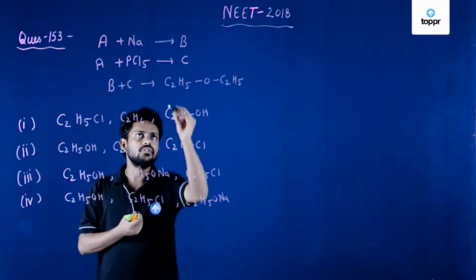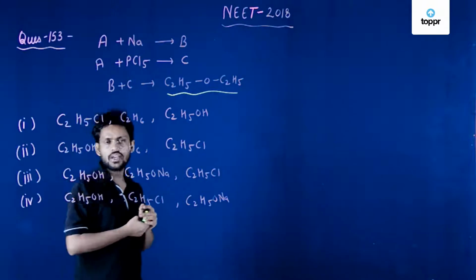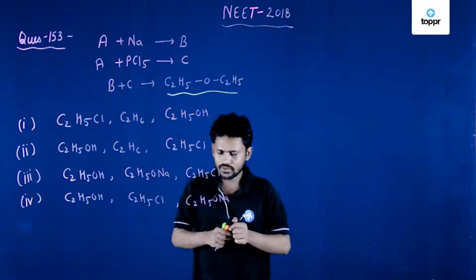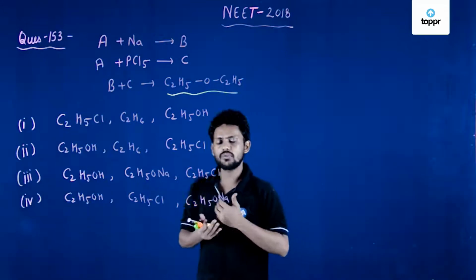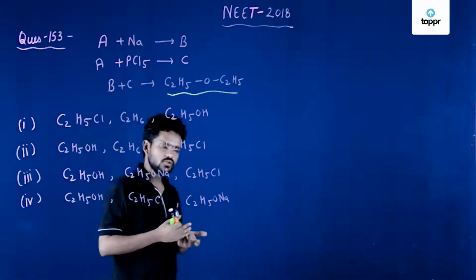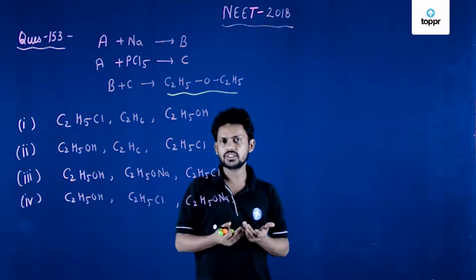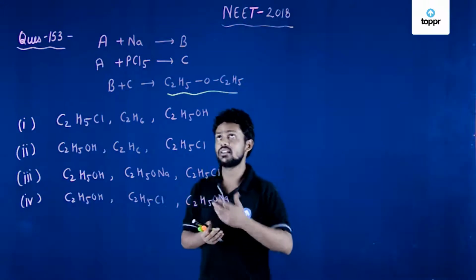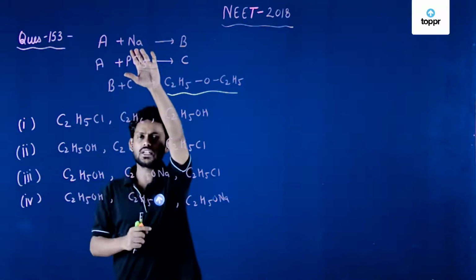They give diethyl ether. So what are A, B and C? Just by looking at the question you can figure it out. Normally PCl5 or SOCl2 is used for making things more reactive, making alcohols more reactive, doing some reactions. And similarly, sodium reacts with alcohols to give sodium ethoxide.